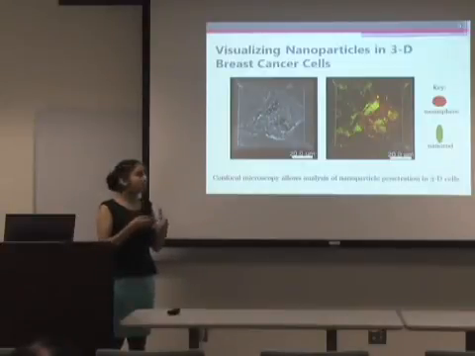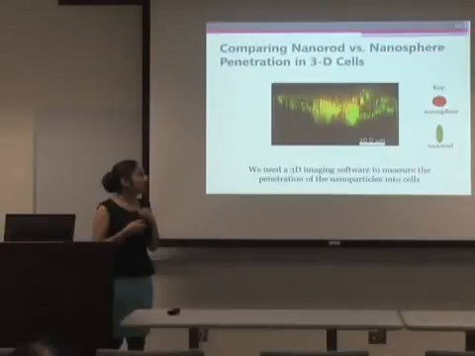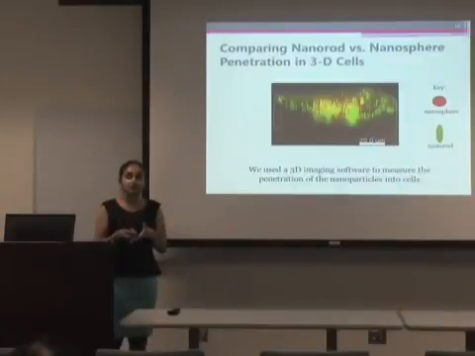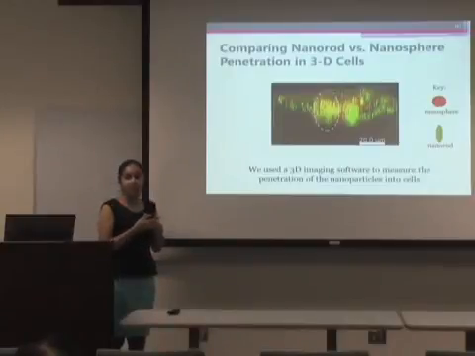Here you don't get a real good view of what actually happens, but here you can see the penetration difference of these nanoparticles. At the bottom of this, you can see that there's a lot more green than red, which means that the nanorods have penetrated deeper into the cells than the nanospheres. Just to give you an image, this is approximately how big a breast cancer cell is. There's a cluster of breast cancer cells in this image.